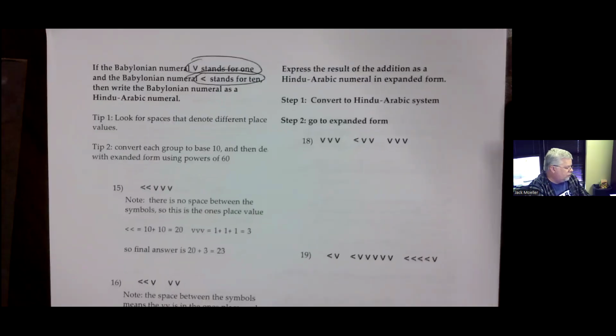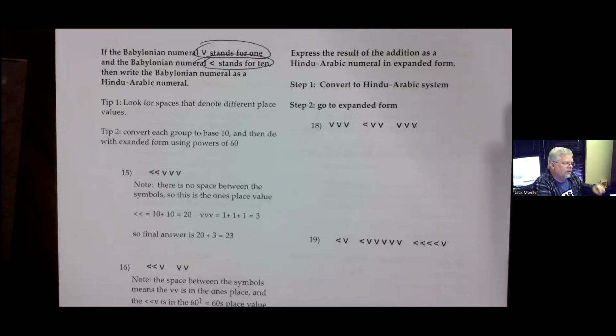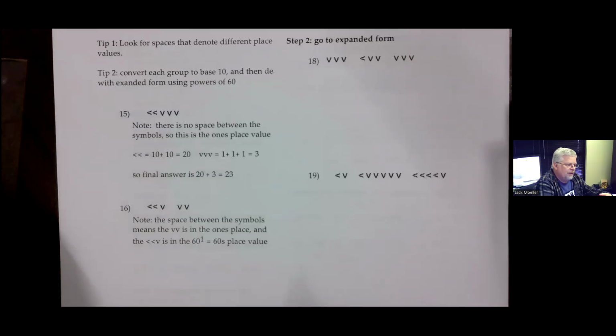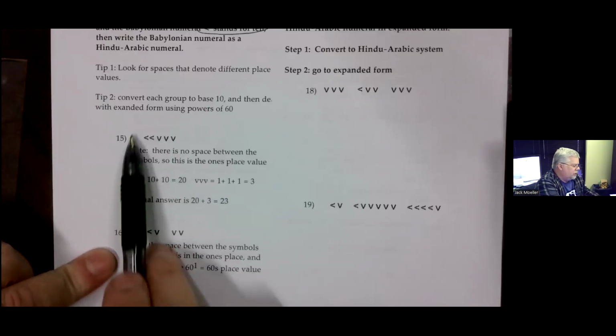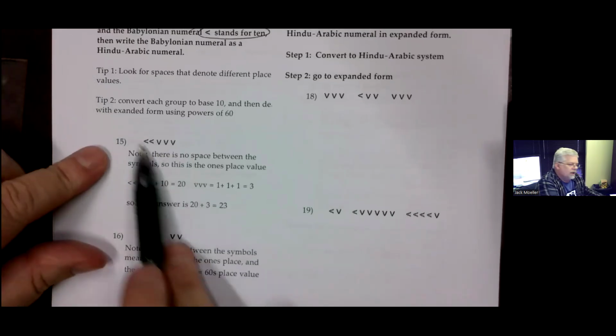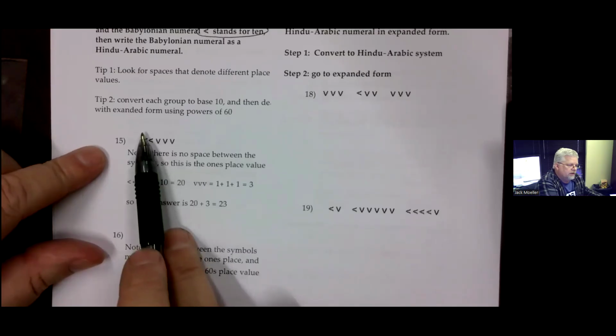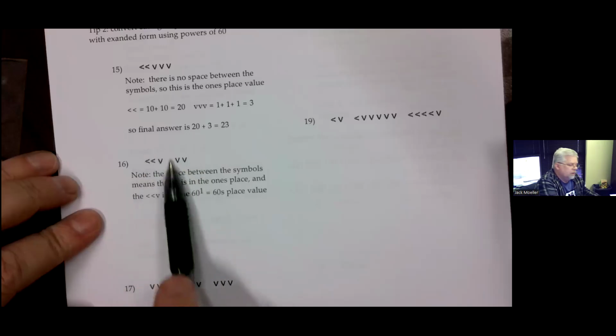One of the things to watch out for is to look for spaces. You know how we use commas for every 3 digits to help us separate them? The way they separate their place values is with spaces in the number. So if you look here, there is no big gap between them, so this is all in the ones place value. On this one, we have 1 space. So this is the ones equivalent place value, and this is the 60s place value.